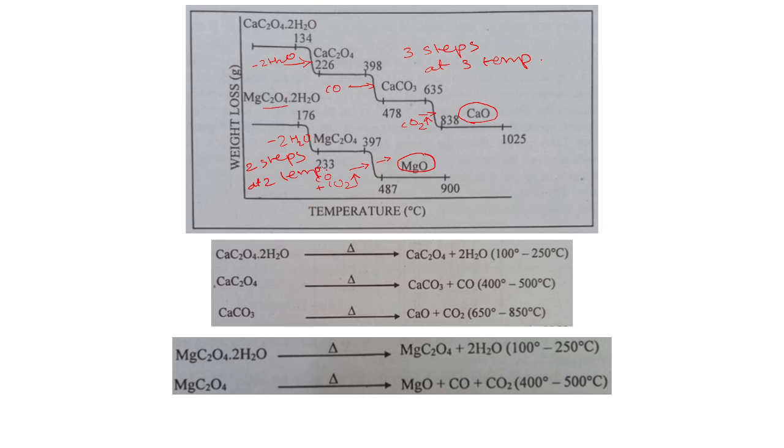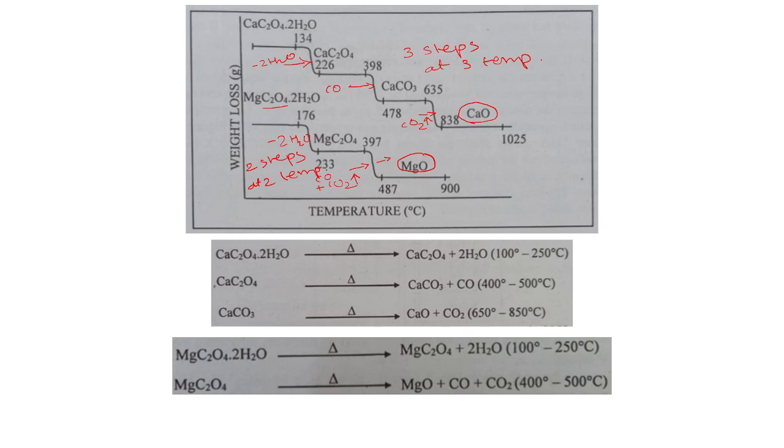Okay, so from the TGA curve you can understand the chemical reactions which are taking place at different temperatures. Means for magnesium oxalate, both carbon dioxide and carbon monoxide loss take place within one step, whereas for calcium oxalate it takes place in 2 steps. So this can be learned from the TGA curve.